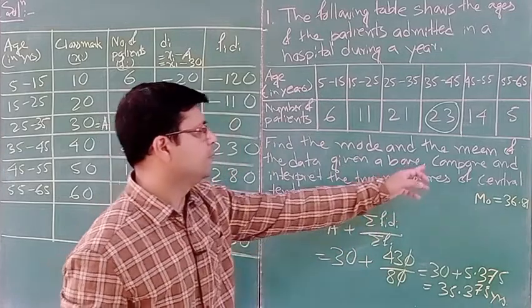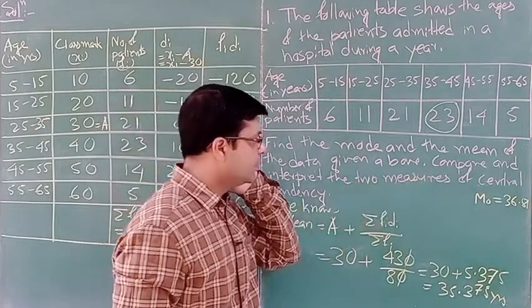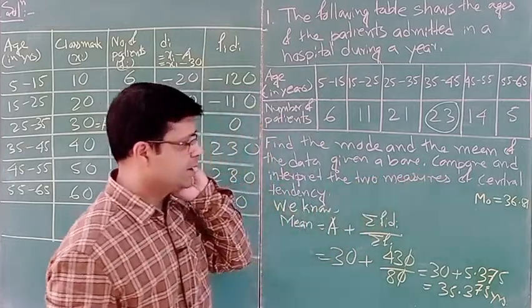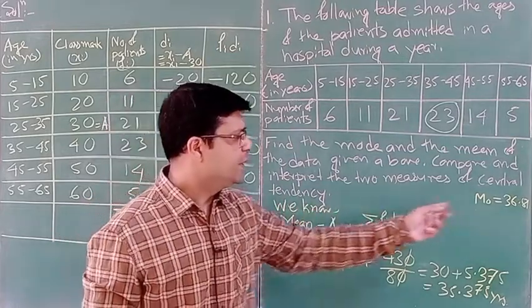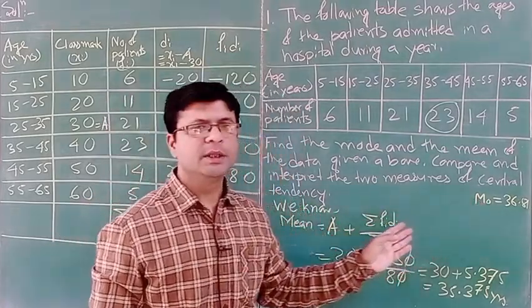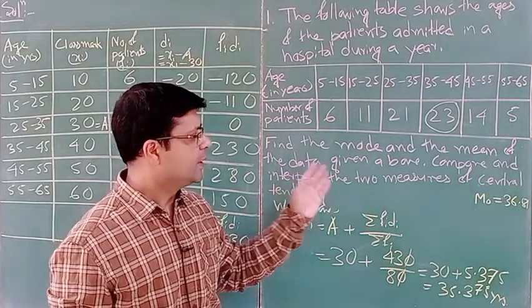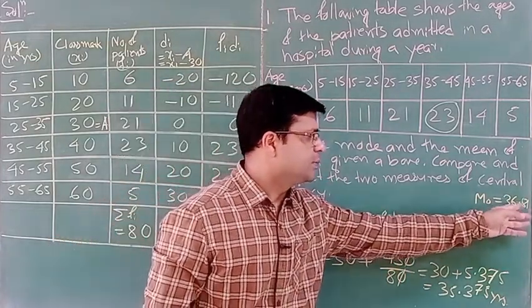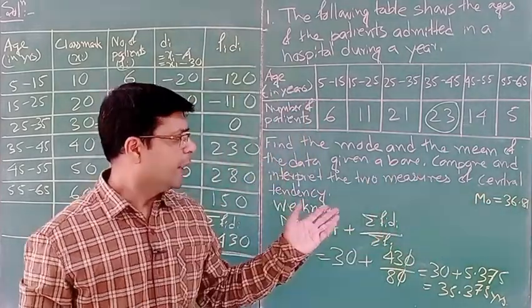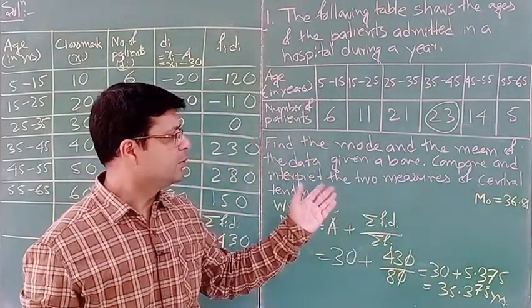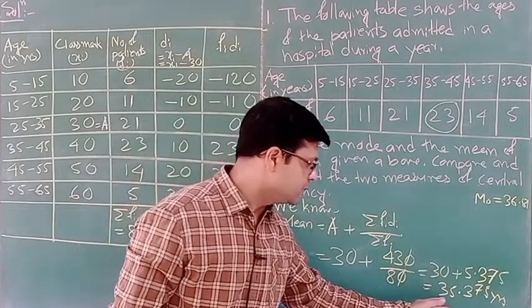We have to compare and interpret the two measures of central tendency. Now how to interpret? If we discuss the mode, that means the maximum number of patients who are admitted had an age of 36.81 years, and the average age of patients who are admitted was 35.375 years.